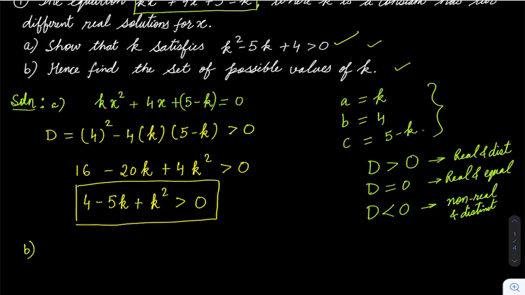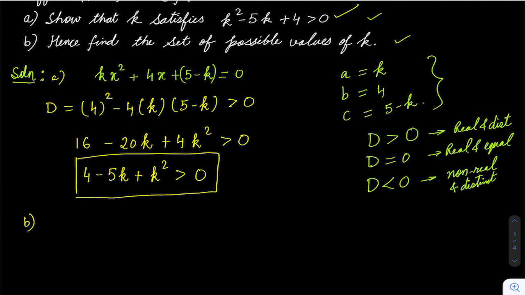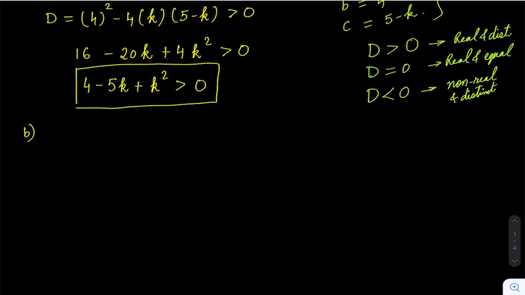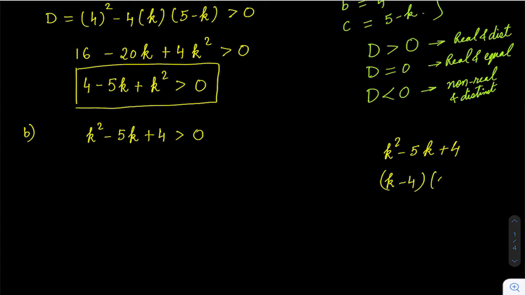Okay, let's go for B part now. B part: hence find the set of possible values of k. So now basically we have to solve for values of k from this inequality. So let's first write this k square minus 5k plus 4. Now I have made a video for this also, solving inequalities, linear or quadratic. So what we do is we equate this to 0, or you can just try to make factors of this. So this is k minus 4, k minus 1. So what are the roots? We are getting 1 and 4.